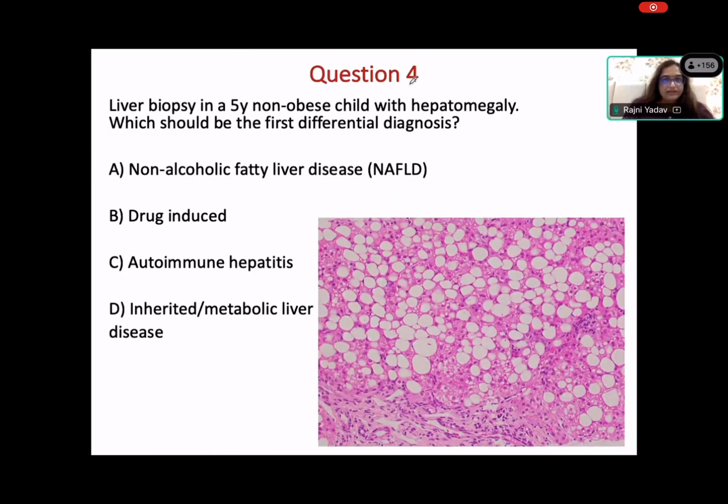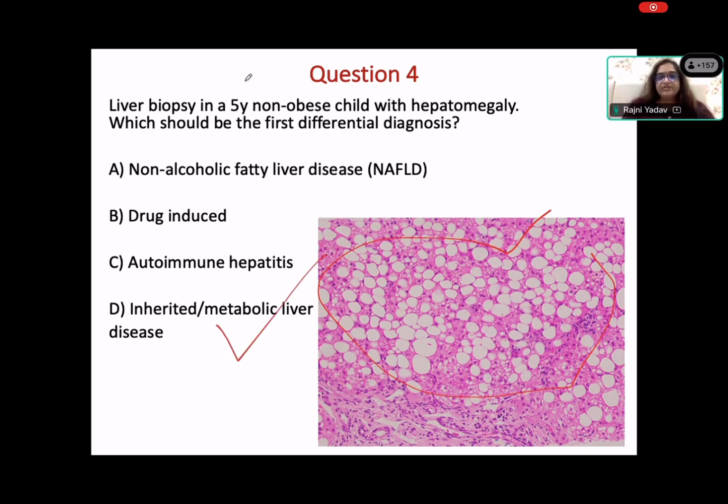So the last question: liver biopsy in a 5-year-old non-obese child with hepatomegaly. Which should be the first differential diagnosis? So you have got a steatotic pattern. Non-alcoholic fatty liver disease, drug-induced, autoimmune hepatitis, or inherited metabolic liver disease? The majority is answering option D, inherited metabolic liver disease. So that's the correct option.